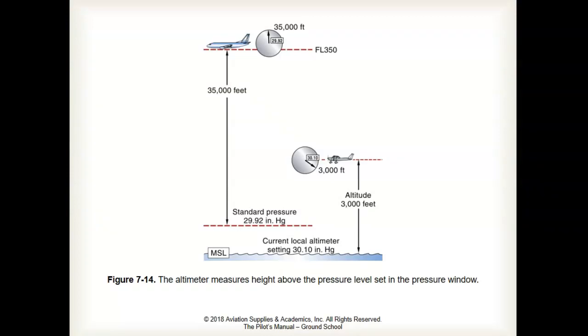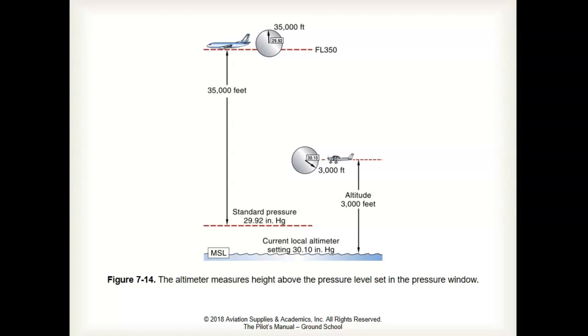This figure shows two different aircraft with two different settings in the pressure window on their altimeters. The aircraft on the left has a pressure of 29.92 set in the pressure window, which is also known as the Kollsman window. Because it has the standard pressure of 29.92 set in the Kollsman window, the altimeter reads the height above the standard pressure, or the standard datum, of 29.92 inches of mercury.